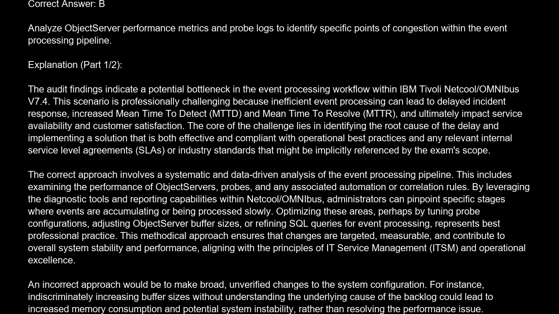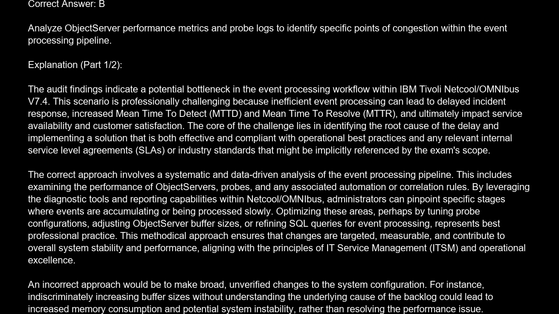This scenario is professionally challenging because inefficient event processing can lead to delayed incident response, increased mean time to detect (MTTD) and mean time to resolve (MTTR), and ultimately impact service availability and customer satisfaction. The core of the challenge lies in identifying the root cause of the delay and implementing a solution that is both effective and compliant with operational best practices and any relevant internal service level agreements, SLAs, or industry standards that might be implicitly referenced by the exam scope.